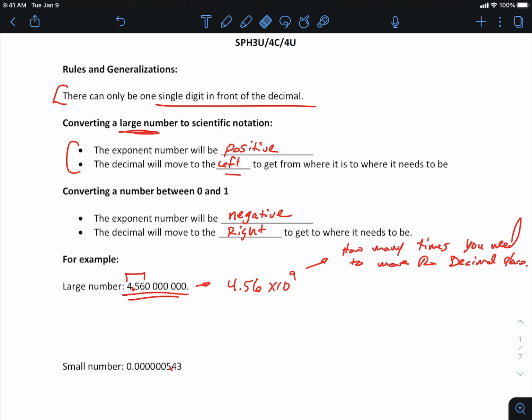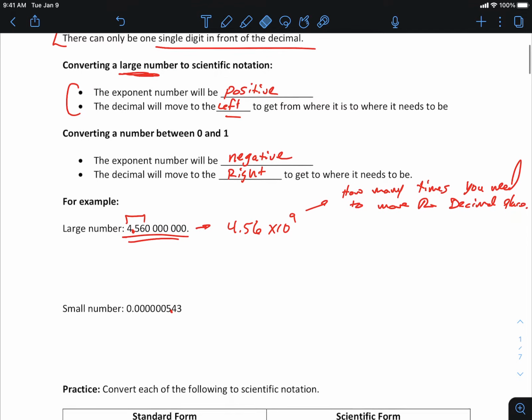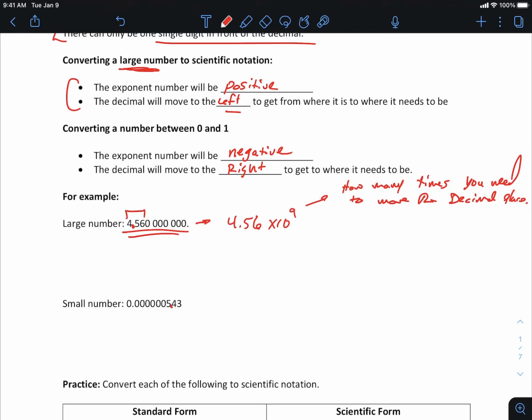So it's just kind of a necessary skill to make your life easier. Okay, if I look at something like a small number, I'm going to follow these rules here. Okay, we're going to say, well, here's my decimal. How many times do I need to move it? Your number in scientific notation is going to go 5.43 times 10 to the something. Let's figure out what that something is. We need to go 1, 2, 3, 4, 5, 6, 7. Okay, but we're dealing with a very small number here, so that must mean it has to be negative, times 10 to the negative 7.